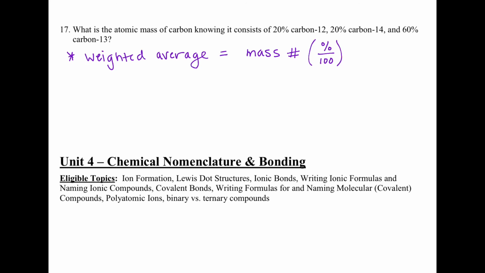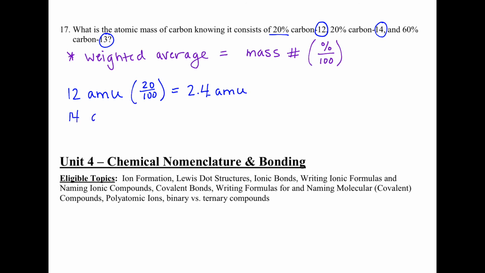So let's do that. We'll take the average atomic mass of the first one, which, remember, the mass number is after the dash here, so we're assuming that those are the masses, and our unit is AMU, atomic mass unit. So if we do 12 AMU multiplied by 20% divided by 100, you would get 2.4 AMU. And do the same thing for the others.